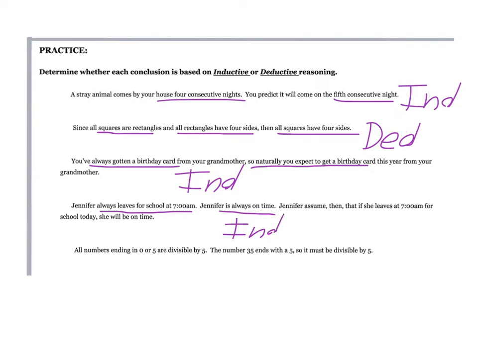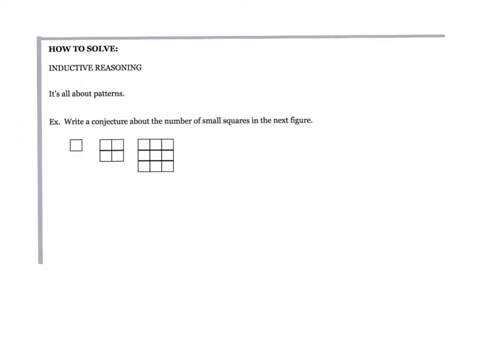All numbers ending in 0 or 5 are divisible by 5. The number 35 ends with 5, so it must be divisible by 5. Well, that's a fact that numbers ending in 0 and 5 are divisible by 5. It's a fact that 35 ends in a 5, so we can deductively reason that it will be divisible by 5. Moving on.